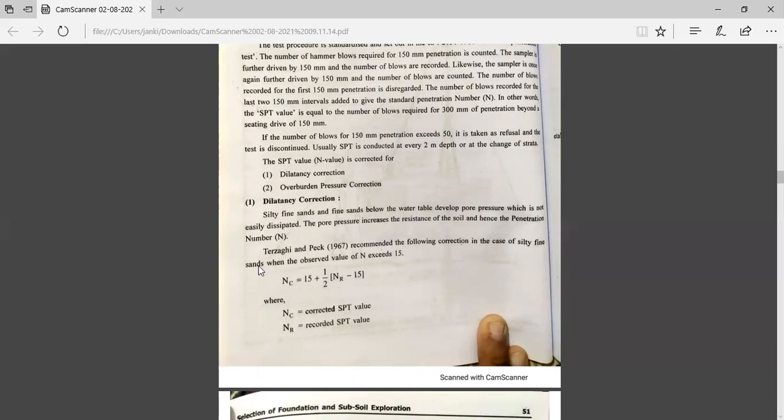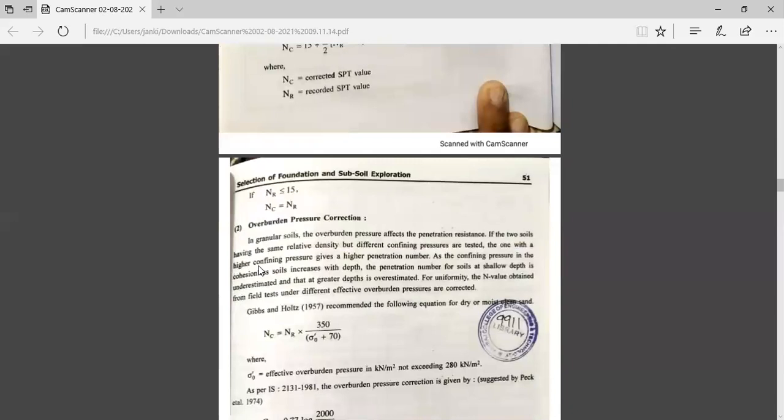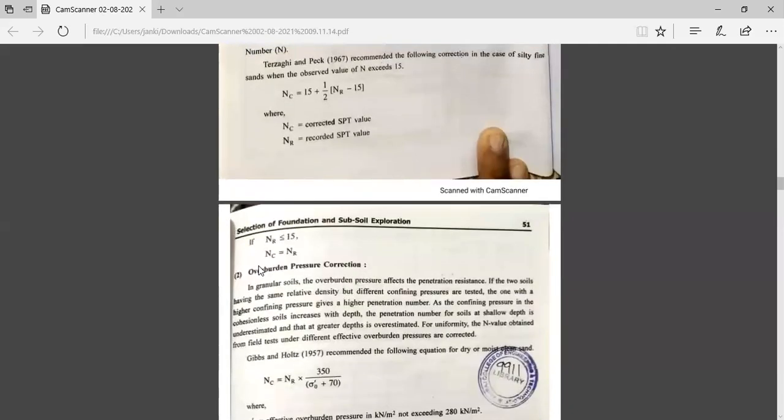NC is equal to 15 plus 1 half in bracket NR minus 15, in which NC is the corrected standard penetration test value, and NR is the recorded SPT value, right. If NR is less than or equal to 15, then NC is equal to NR.